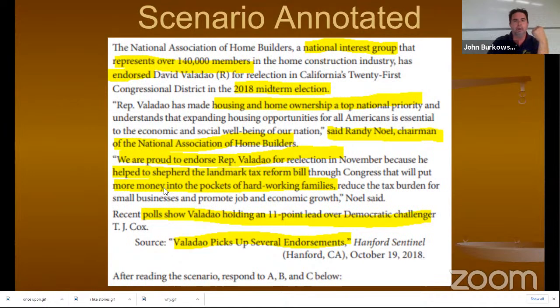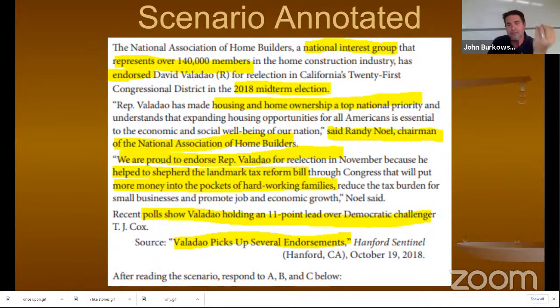Okay. Tax. Polls show Valadao holding an 11-point lead over the Democratic challenger. Maybe that's going to be relevant. Who knows? Maybe it's just a key element of this, perhaps. And then the source. Always consider the source. The source is extremely important. I always love the source because sometimes you probably never saw this situation. You probably don't even know who Representative Valadao is. Maybe you never heard of California.